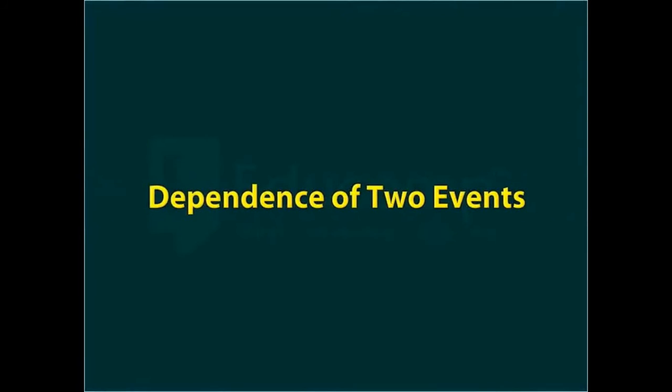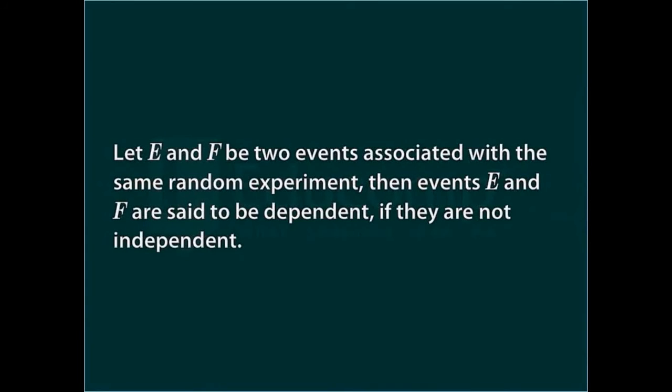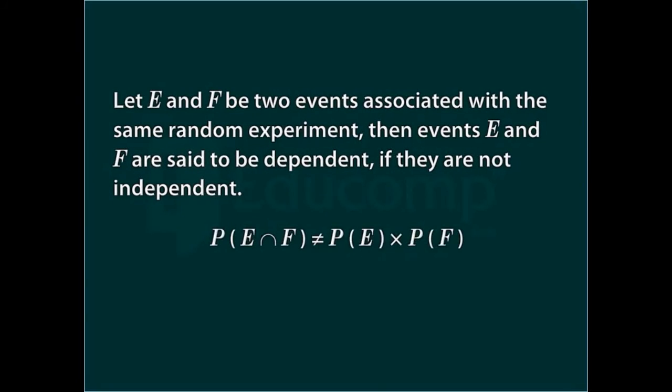Next, let us discuss dependence of two events. Let E and F be two events associated with the same random experiment. Then events E and F are said to be dependent if they are not independent. Probability of event E intersection F is not equal to probability of event E into probability of event F.